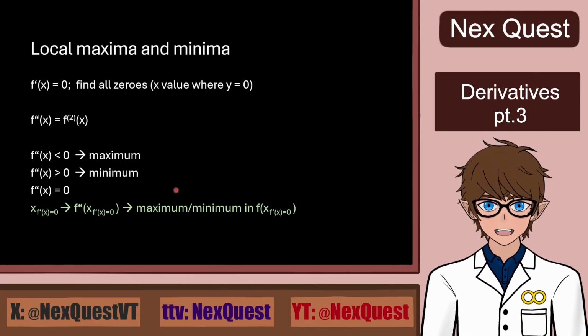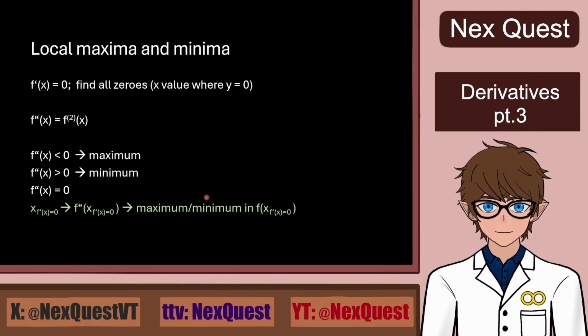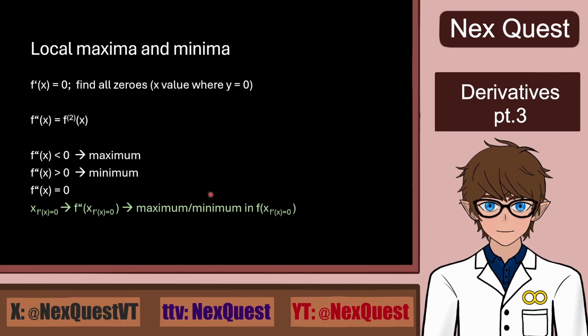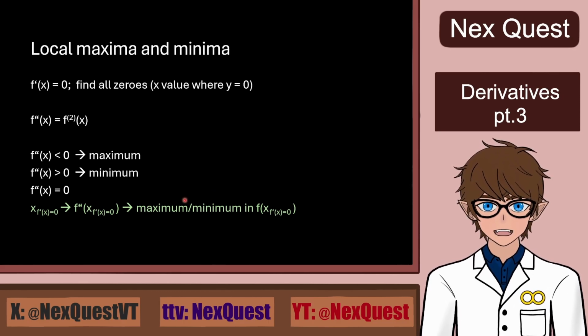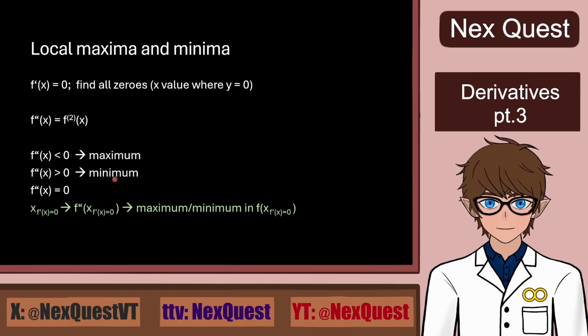This means that when the second derivative at the zero from the first derivative gives a negative value, the original function has a maximum at that value. While if the second derivative gives us a positive y value when inserting a zero from the first derivative, the original function has a minimum value, as we can see here.